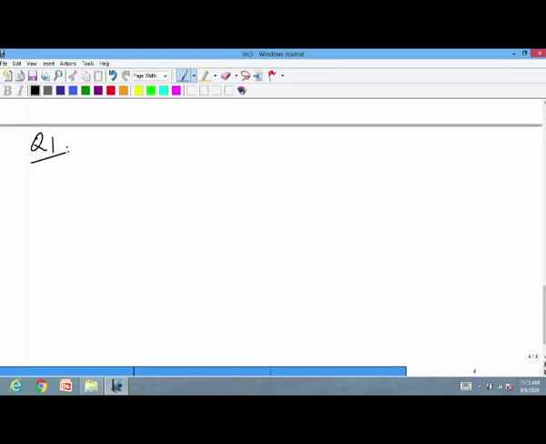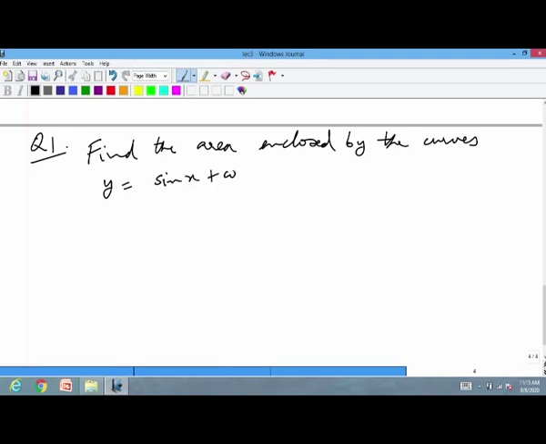So, first one, let us find the area enclosed by the curves y equal to sin x plus cos x and y equal to mod cos x minus sin x over the interval 0 to pi by 2.